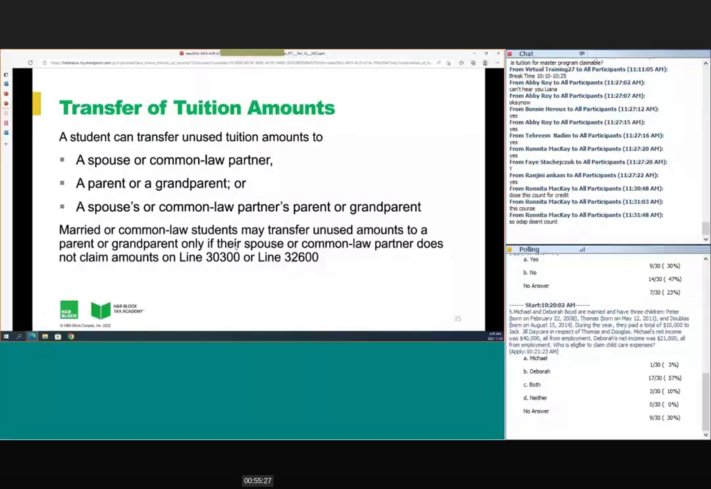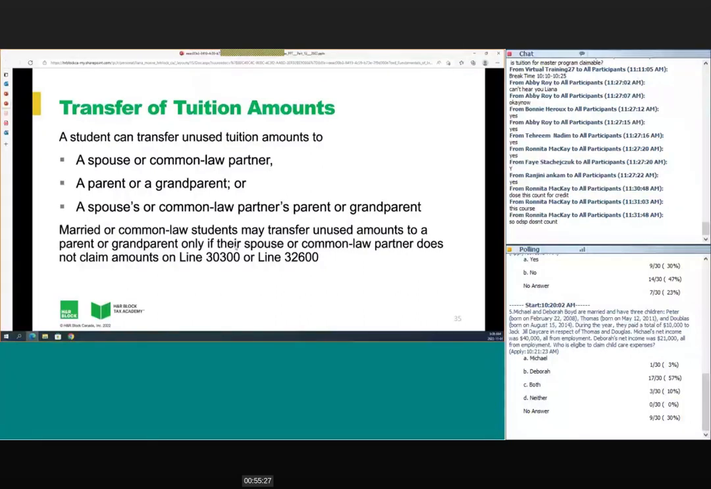So we've discussed briefly the transfer of tuition amounts. A student can transfer unused tuition amounts to a spouse or common law partner, a parent or a grandparent, or the spouse's or common law partner's parent or grandparent. Married or common law students may transfer unused amounts to a parent or grandparent only if their spouse or common law partner doesn't claim any amounts on line 30300.